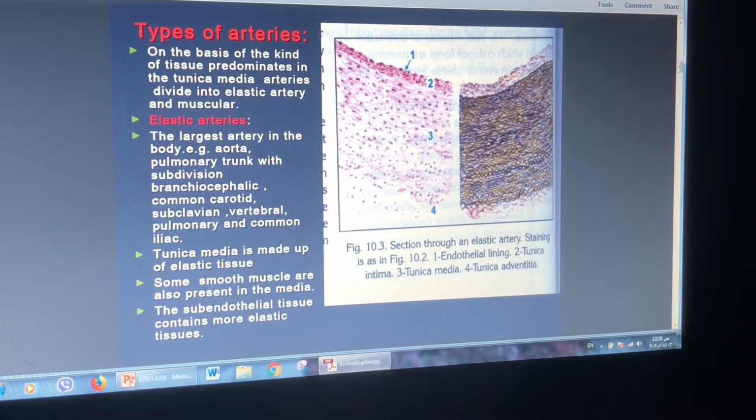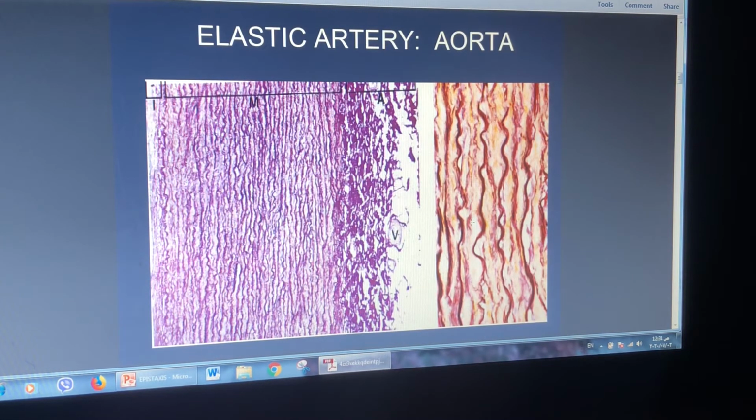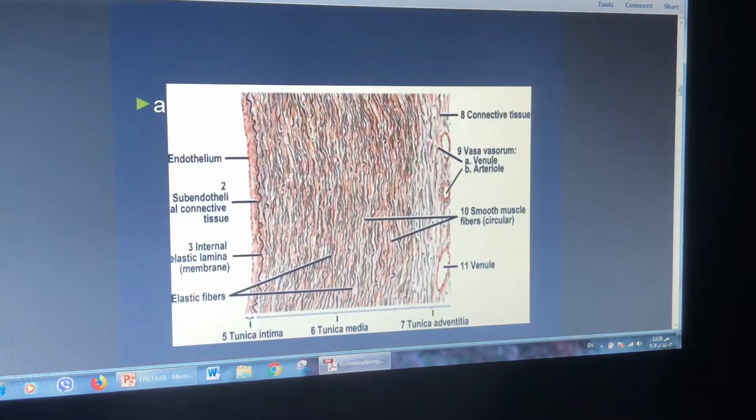This slide shows us, first, the endothelial lining, and this is the tunica intima, and this is the tunica media, and this is the tunica adventitia. Now, this is the cross section of an elastic artery, the aorta. This slide also shows us the tunica intima, the tunica media, and the tunica adventitia, and this is the connective tissue, and this is the epithelium, and this is the internal elastic lamina.